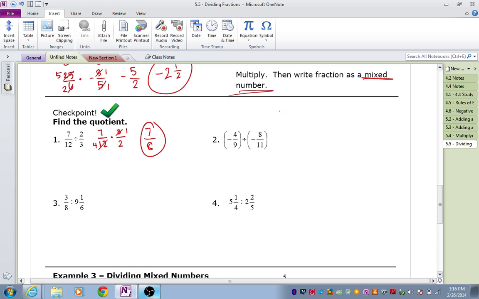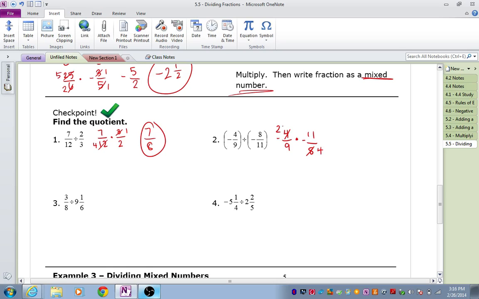Number 2. Copy -4/9. We're going to change division to multiplication. And we're going to flip our second fraction. Well, 4 can be divisible by 2, so 2 goes into 4 twice. 2 goes into 8 4 times. And that looks like the only thing we can do here. 2 times 11 is 22. 9 times 4 is 36, and oops, I made a mistake.